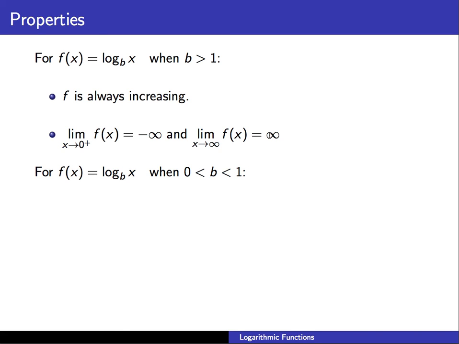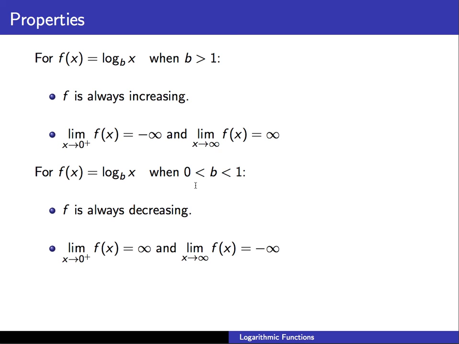For log base b of x, when our base is between 0 and 1, our function is decreasing. That's called logarithmic decay. Much like we have exponential growth and exponential decay, we have the same with logarithmic. And this time, the limit as x approaches 0 from the right of our function is going to be infinity. So as we get closer to 0 from the right, our y values keep going up and up and up. As we go to the right on the graph, as x approaches infinity, our y values get closer to negative infinity. So we have that for when the base is between 0 and 1.